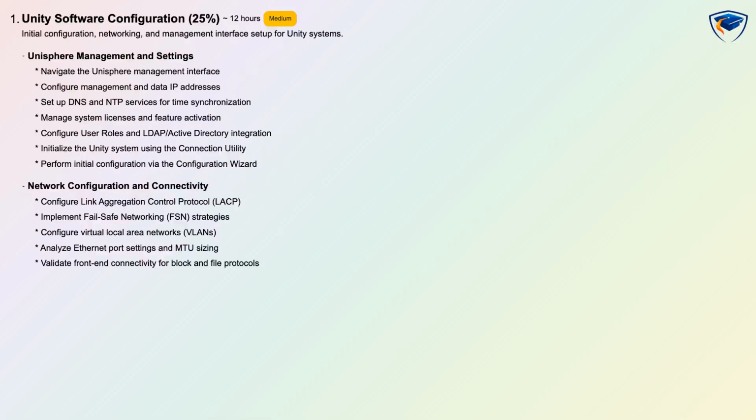Unity software configuration is 25% of the exam and focuses on initial configuration, networking, and management interface setup for Unity systems. With a difficulty of medium and an estimated 12 hours of learning, you will learn to navigate the Unisphere management interface, configure management and data IP addresses, set up DNS and NTP for time synchronization, and manage system licenses and feature activation. The domain covers configuring user roles, LDAP and Active Directory integration, initializing the Unity system using the connection utility, and completing the initial configuration via the configuration wizard.